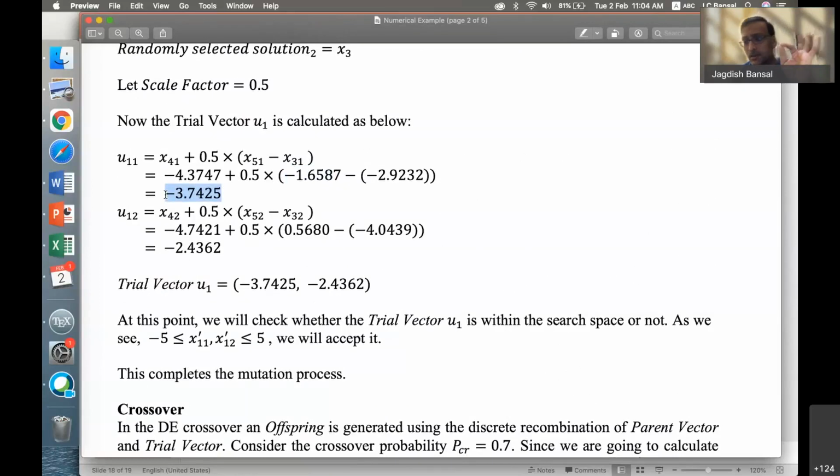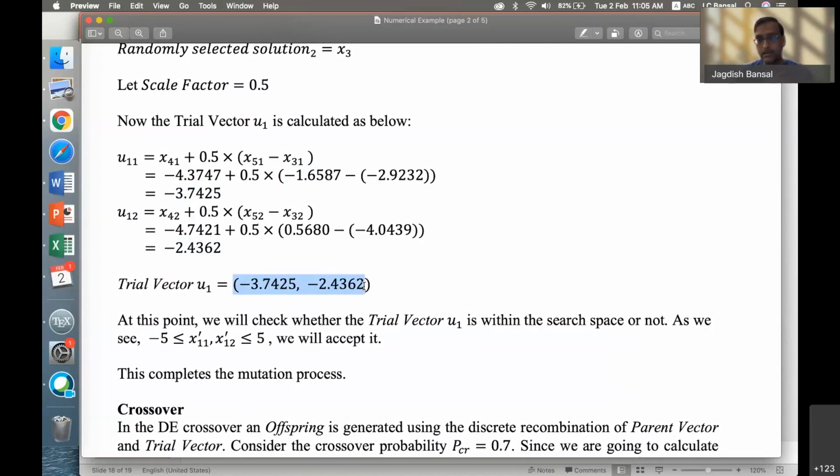The first variable is calculated for the child. The child is generated, but only the first variable. Similarly, I will do the same for the second variable, right? So for the second variable, the same vectors will be selected, and this is the second variable. Finally, this is the mother. This is the trial vector, the complete trial vector you have calculated. Done.